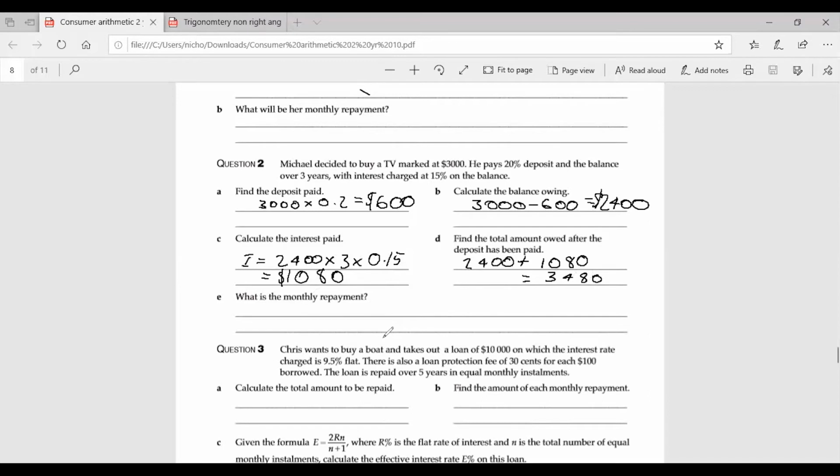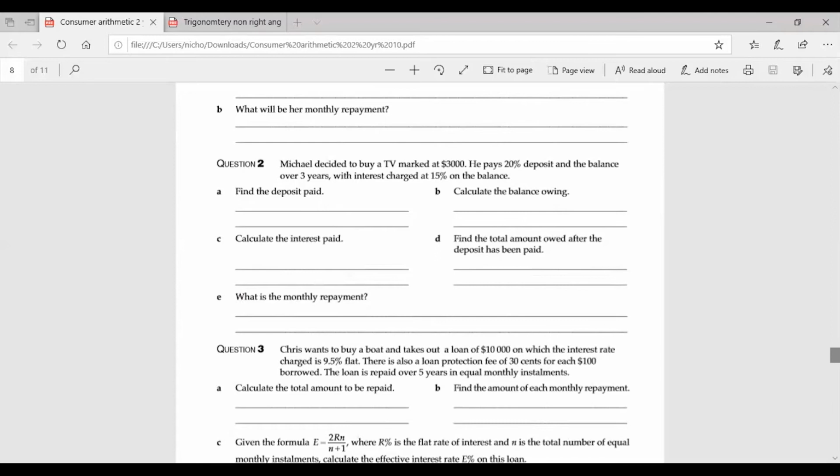You divide 3,480. Yep, and we divide it by what? 36. So 3,480 divided by 36 is equal to $96.67. We round to the nearest 2 decimal places because we're working with money, so we're going to have cents, right? All right, does that make sense?